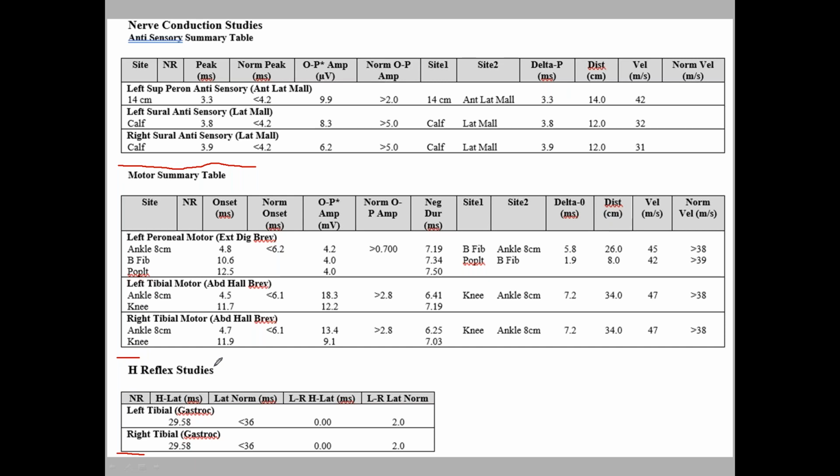So the latency, amplitude, and nerve conduction velocity of all sensory nerves tested was within normal limits. Okay, I'll buy that. I would also buy the bilateral sural and left superficial peroneal sensory nerve conduction is normal.